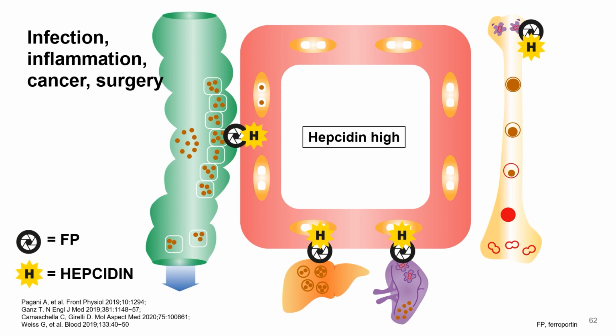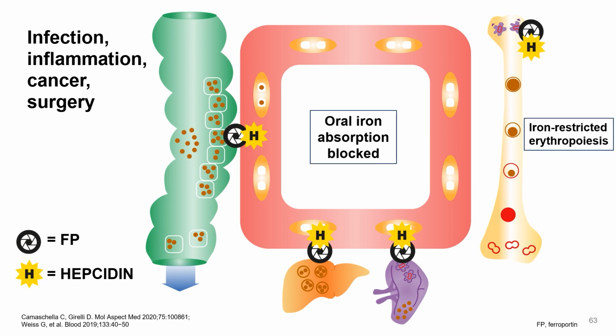Unfortunately, when a patient has infection or inflammation, has cancer or has recently had surgery or tissue trauma, hepcidin will be high, and the hepcidin will block the ferroportin everywhere in the body. You'll see here the ferroportin is not only in the duodenum, but also on the liver, the macrophages, which can be in the spleen or the bone marrow. And now the iron cannot be absorbed, it cannot come out of the stores, it cannot be recycled, and it is basically not available for red cell production. And that is what we call iron-restricted erythropoiesis.